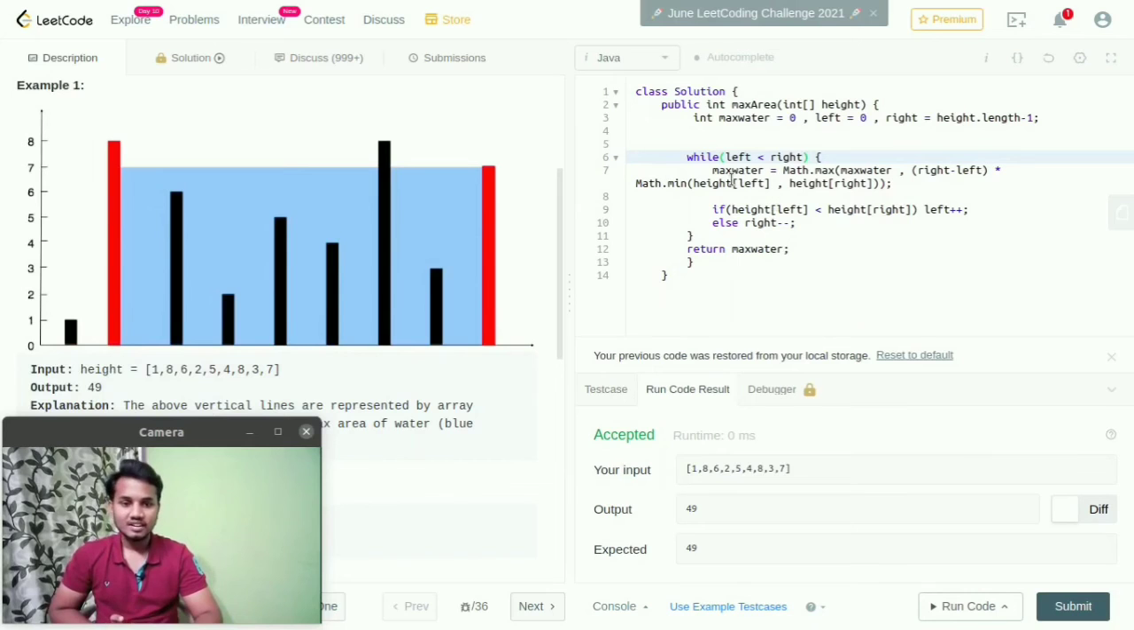So the logic behind this: here this is 0, 1, 2, 3, 4, 5, 6, 7, 8. In this step, what it is doing is right minus left, which here is 8 minus 1, 7. Multiply with the minimum height, which here is 7. So 7 multiplied by 7 is 49. This is the maximum water.